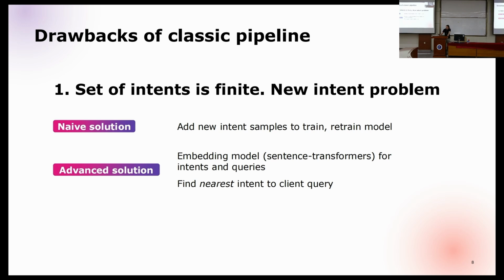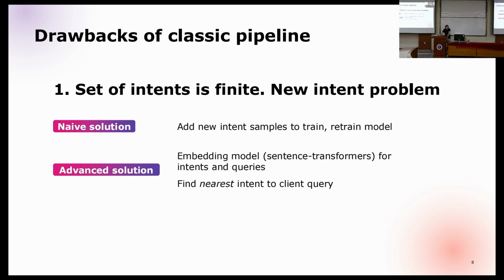And there is a more advanced solution. You can train an embedding model. An embedding model is a model that returns a vector. You create embeddings for intents and for queries, and you just find the nearest intent to the client query. Those embedding models are usually trained like sentence transformers. Sentence transformers are transformers, usually transformer encoders, but they are trained not like BERT on masked language modeling. They are trained using a contrastive learning approach, where you try to put semantically similar sentences closer together in the vector space and dissimilar questions further apart.